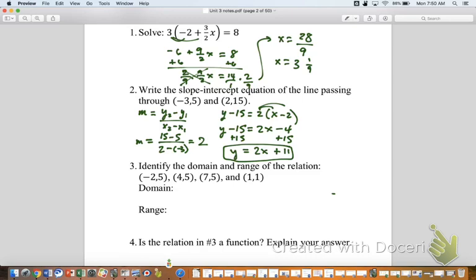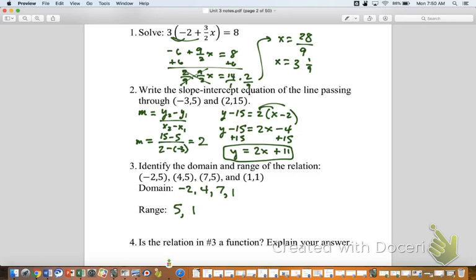All right. Number 3, let me just list these off for you. Domain for this one would be -2, 4, 7, and 1. And the range would be 5 and 1. There's a bunch of 5s, but we only have to list it once. Any questions on number 3? Of course, domain goes with your inputs, which are x's. Range goes with your y's, your outputs.